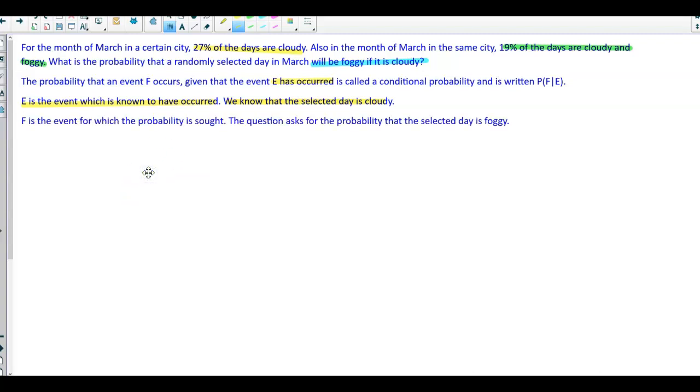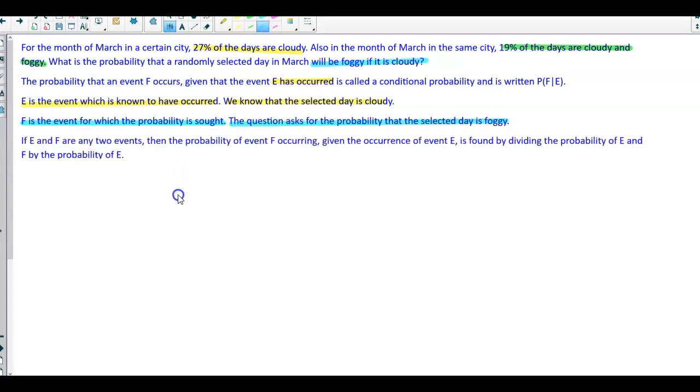Okay, now F is the event for which the probability is sought, meaning the question. This is what we're looking for. The question asks us for the probability that the selected day is foggy. Now if E and F are any two events, then the probability of event F occurring given the occurrence of event E is found by dividing the probability of E and F by the probability of E. So the probability of event E and F is the probability that a day is both cloudy and foggy.